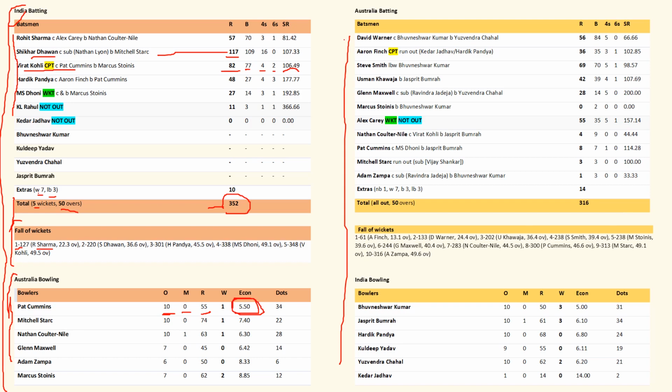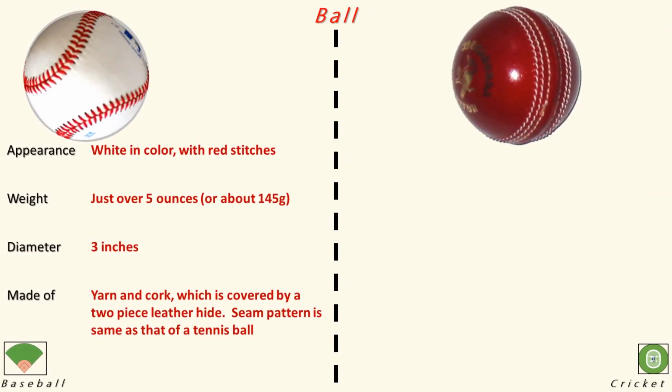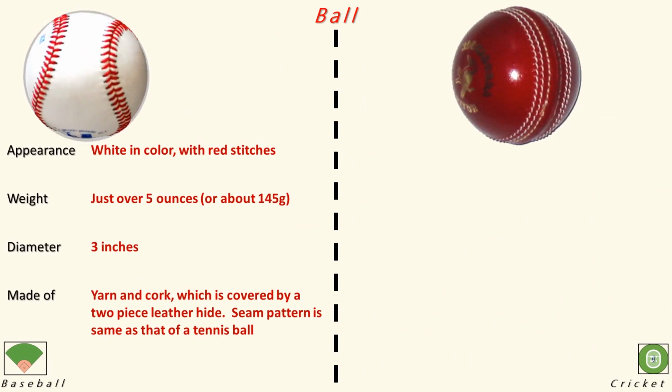The second part is the scoreboard for the second inning, and as you see here, it is the Australian batting, then the Australian total score, the fall of Australian wickets, and the Indian bowling, which was there when the Australian team was batting. Now let's compare baseball and cricket on different equipment used.